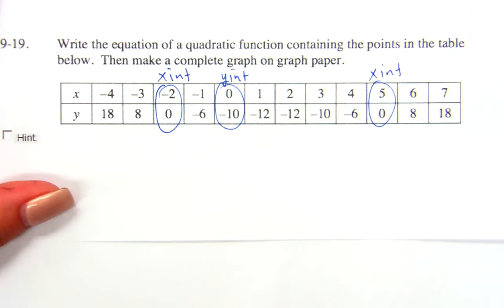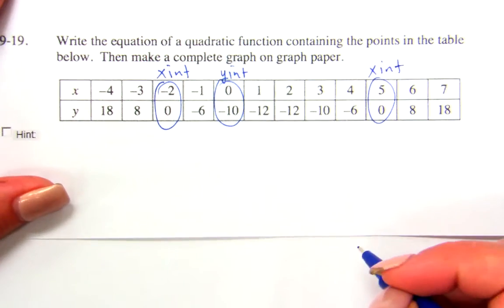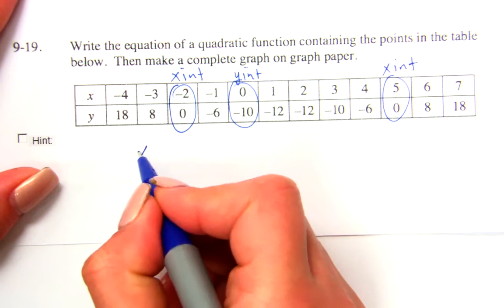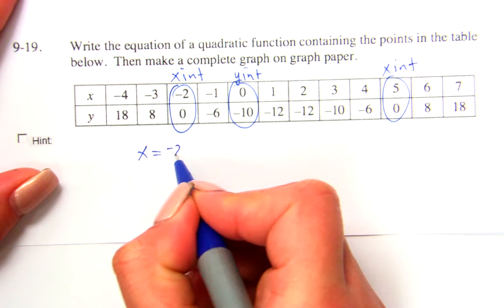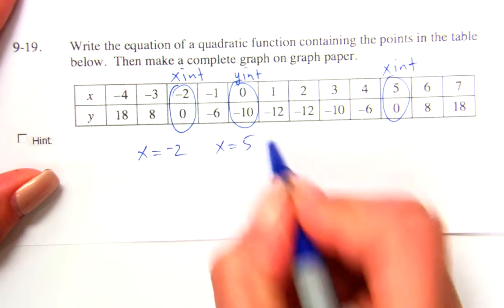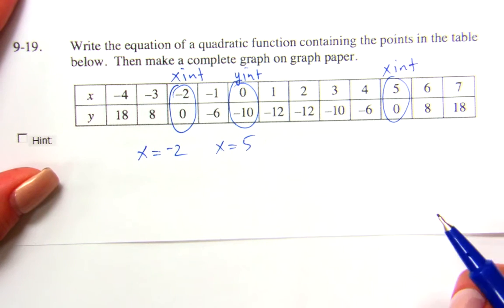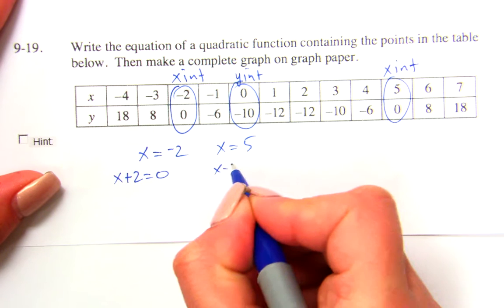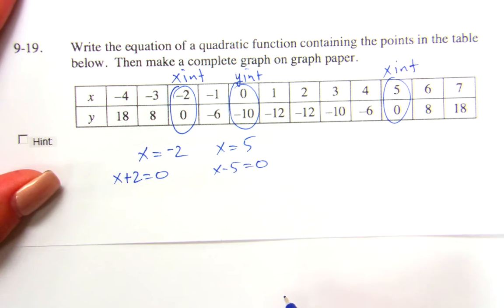Okay, so now this is how I kind of want you to do it. If the x-intercepts are -2 and 5, that means you have x equals -2 and x equals 5. Those are your two x-intercepts. Well, that means x plus 2 is equal to 0, and x minus 5 has to be equal to 0. It's kind of like working backwards.